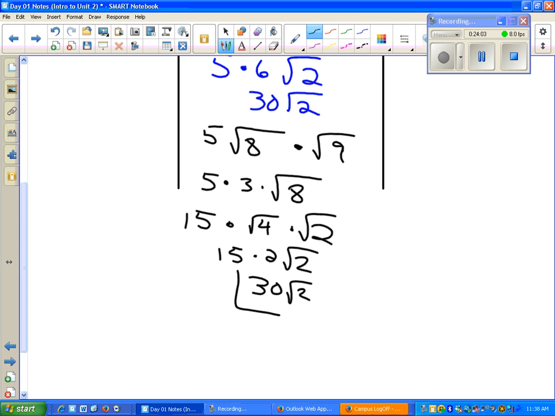Either way, do I come up with the same answer? Yes, what's the difference? One, I picked out the largest perfect square. The other one, I picked out a smaller one and had to keep reducing.